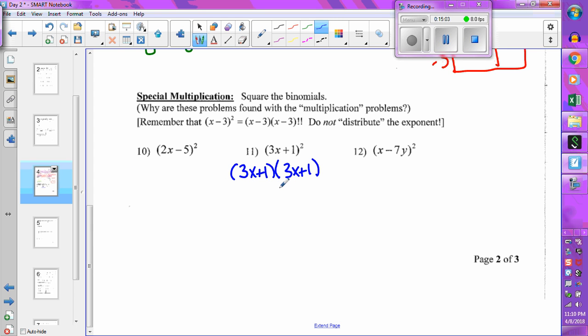So I'm going to take this term right here, 3x plus 1, and write it there. Then I'm going to take this 3x and write it in front. Then I'm going to take this 3x plus 1, put it there, and then I'm going to take this positive 1 and put it out in front. And guess what this means? Now we get to distribute.